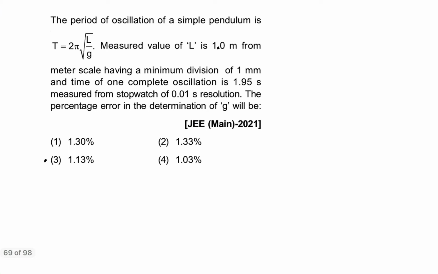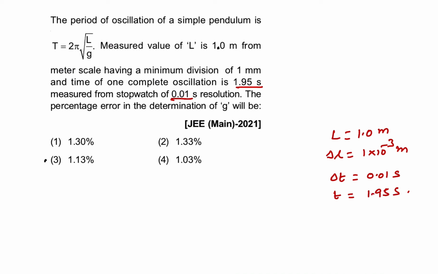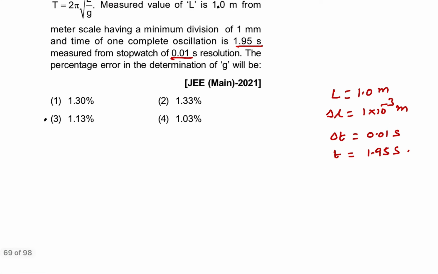See next question. The period of oscillation of a simple pendulum is given by T is equal to 2 pi root over L by G. Measured value of L is 1.0 meter from a meter scale having minimum division of 1 millimeter. Again I am writing L is equal to 1.0 meters and delta L is 1 millimeter, that is 1 into 10 to the power of minus 3 meter. It is given that one complete oscillation takes 1.95 seconds. The stopwatch resolution delta T is 0.01 seconds and T is 1.95 seconds.